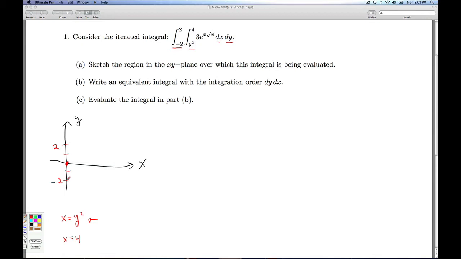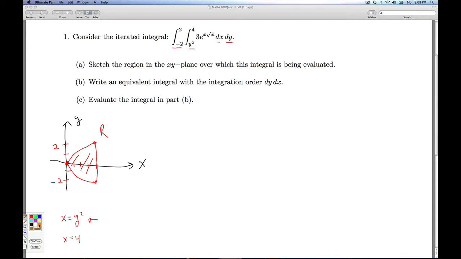When y is -2 and when y is 2, x is going to be 4, which ties together then the other boundary of the region. And so here's the region R.